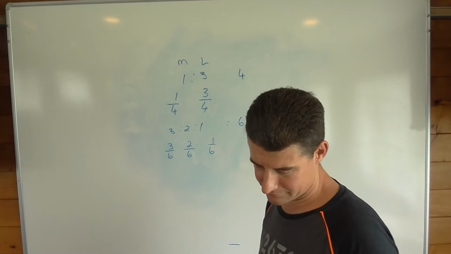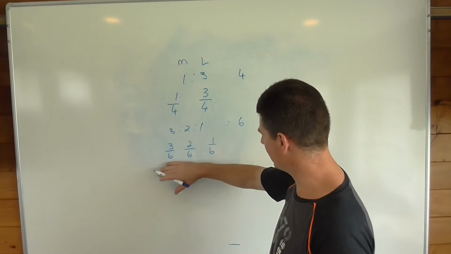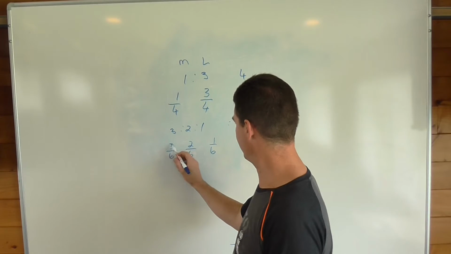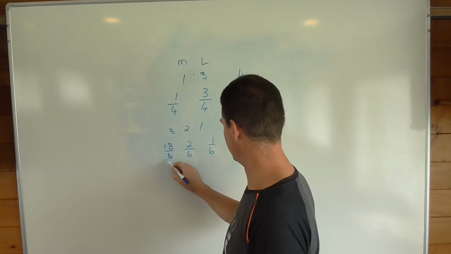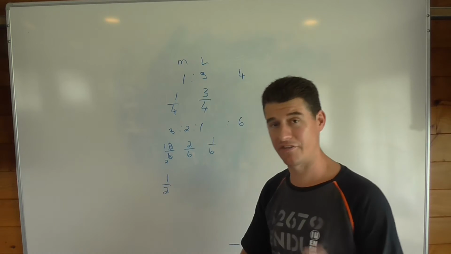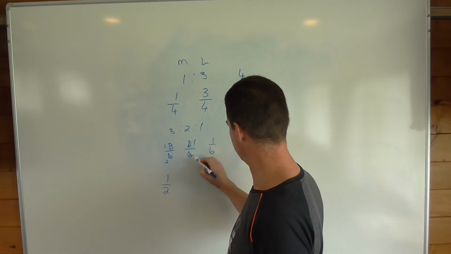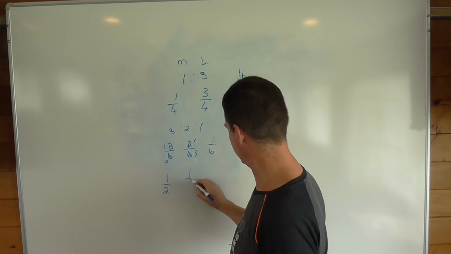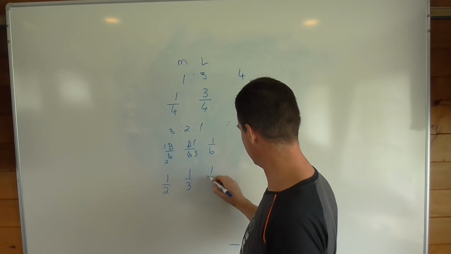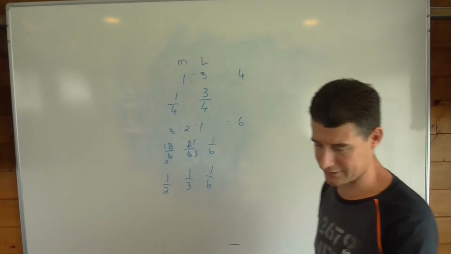Okay. So, and then you can also bring this into a simpler form. 3 goes into 3 once, into the 6 twice. So in other words, half of the portion will be going to the first one. 2 goes into the 6 three times. A third will go to the second one, and a sixth will go to the third one.